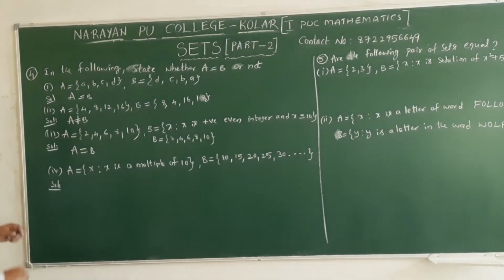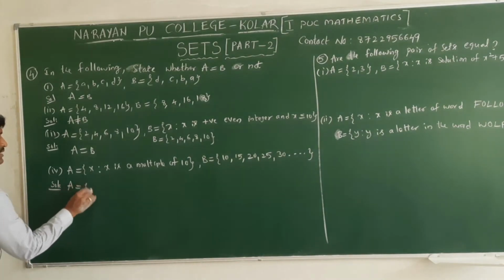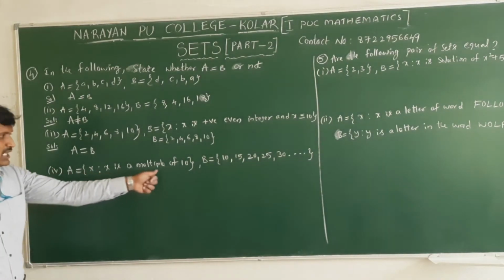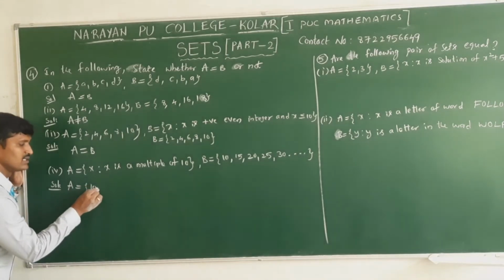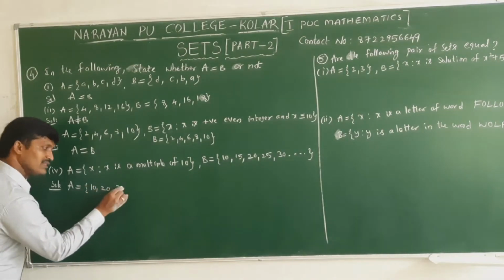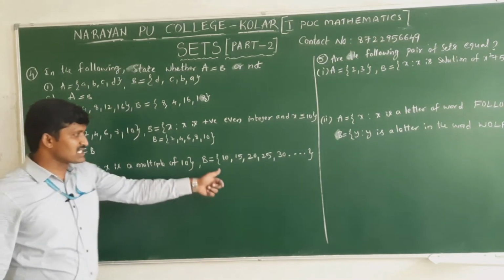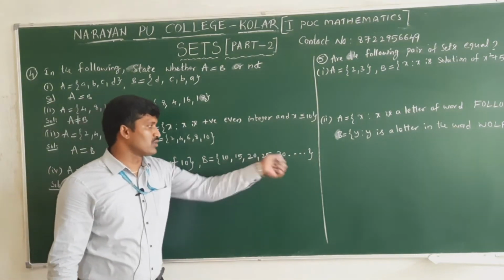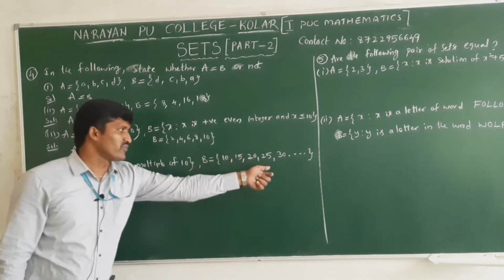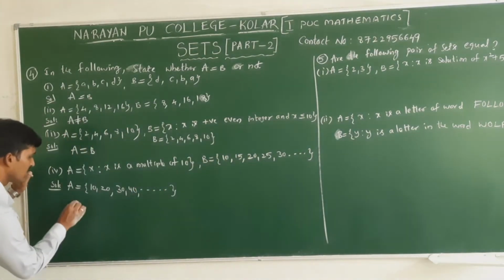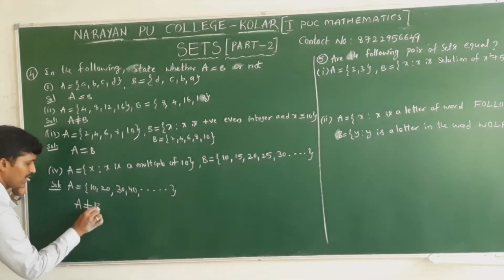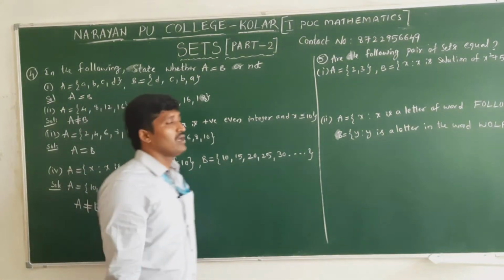Coming to the fourth one, A is the set of X, where X is a multiple of 10. Multiples of 10, what will we get? 10, 20, 30, 40 and so on. But B, what is given? 10, 15, 20, 25. 15 is not present, 25 is not present in A. That's why clearly A is not equal to B.